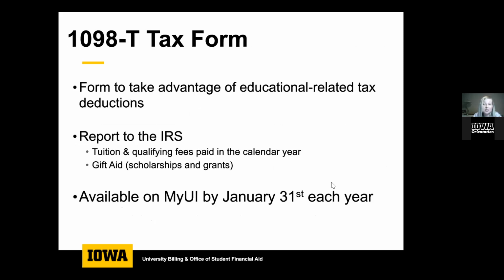Jumping ahead here to January, to tax time, the 1098-T form is the form needed to take advantage of any education related tax deductions. So we do make this form available on MyUI no later than January 31st each year. So you'll just want to print that out and include it with all the other forms that you use to have your taxes prepared.